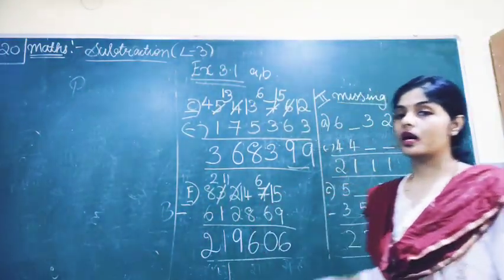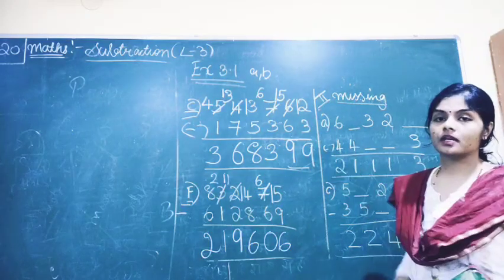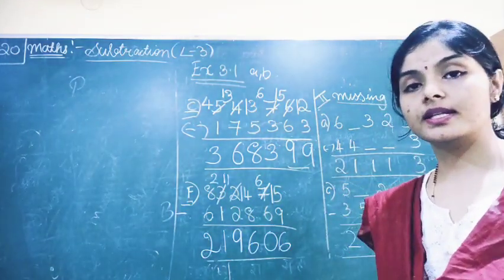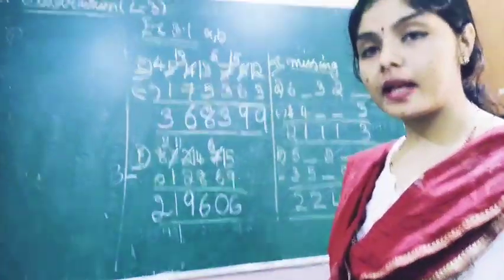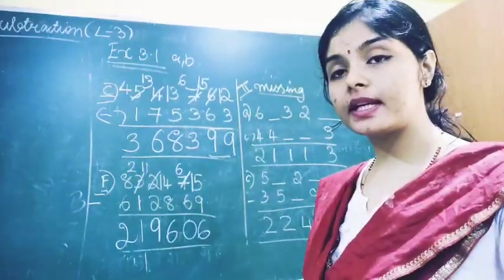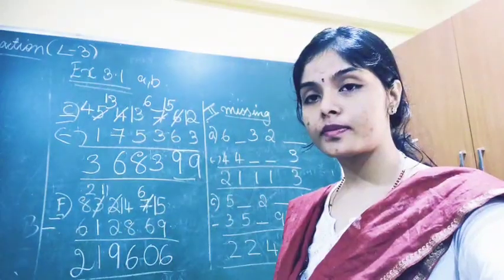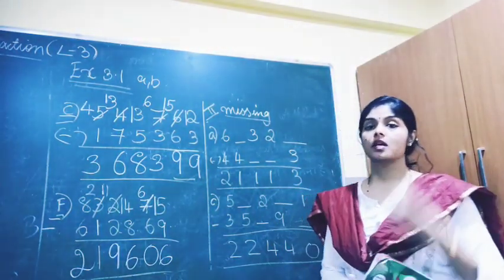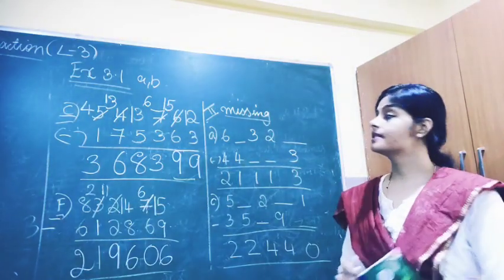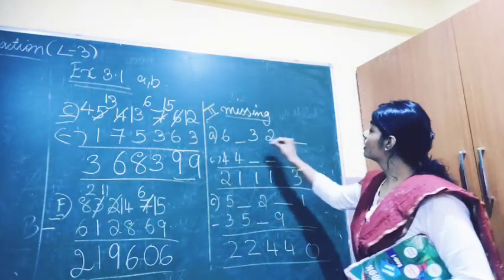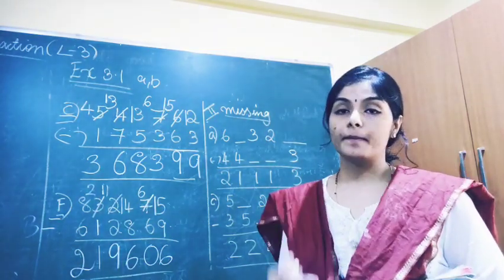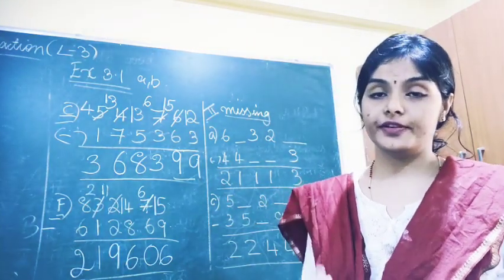Now we are going to work out the second main. Second main is the missing numbers. Okay, children, second main is the missing numbers. How are you going to find the missing numbers? To know the missing numbers, you have to find what is missing. Is it the subtrahend, the minuend, or the difference?